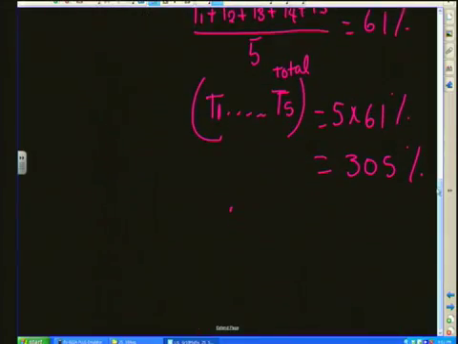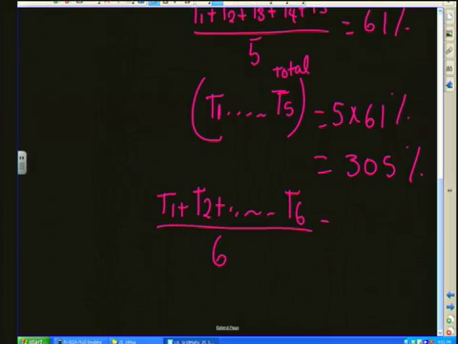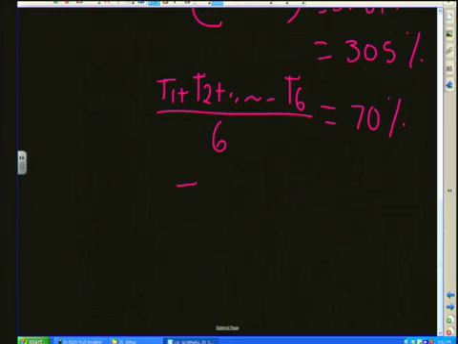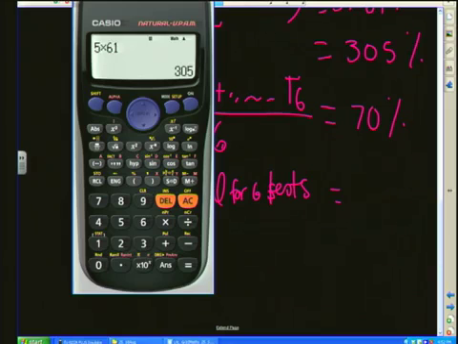That's what they say. So if I wanted to find the average of 6 tests, I'd add test 1, test 2, all the way to test 6. I would then divide that by 6, and I will get my mean percentage, which is 70%. Now, what is the total for all 6 tests? All you're going to do there is cross multiply 6 by 70. We don't really need a calculator, but we will anyway.